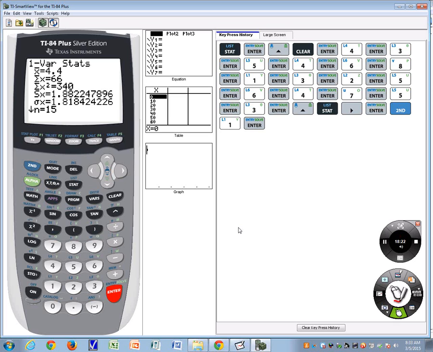So X just represents data points. So it says if you added up all the data points, you'd get 66. If you added up the square of all the data points, you'd get 340. We're not using that information, okay?